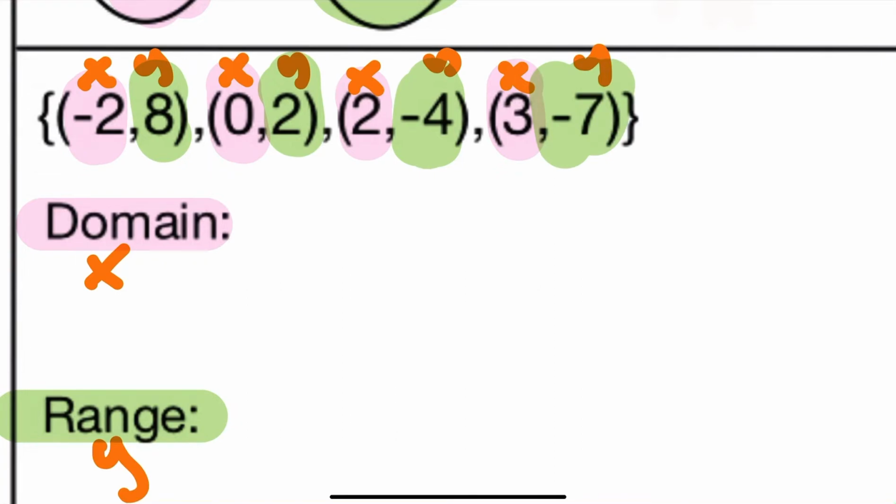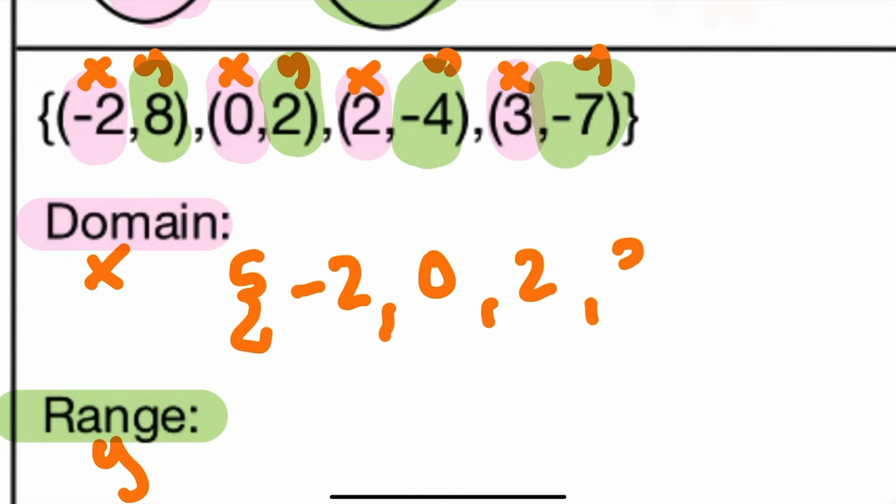Okay. So now that we got all those, I'm going to list them with my curly brackets. I have my x values coming first. That's going to be negative 2, 0, 2, and 3, because those are all the ones that I highlighted in pink. Those are my domain.